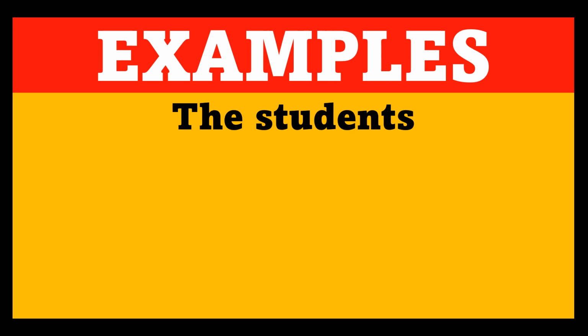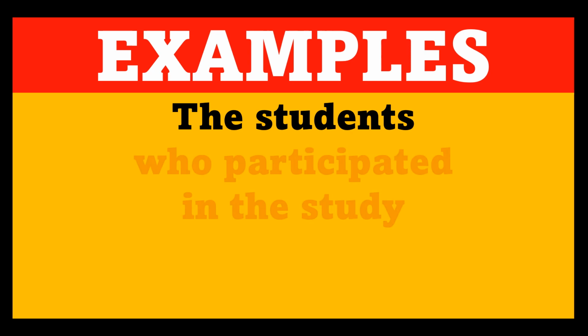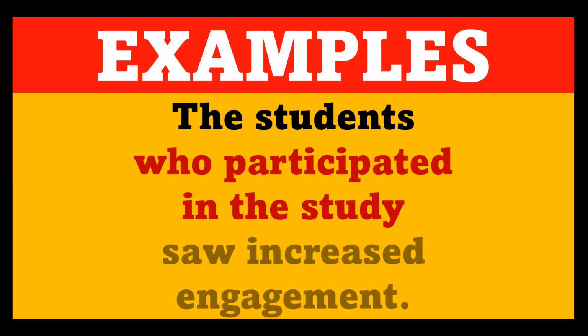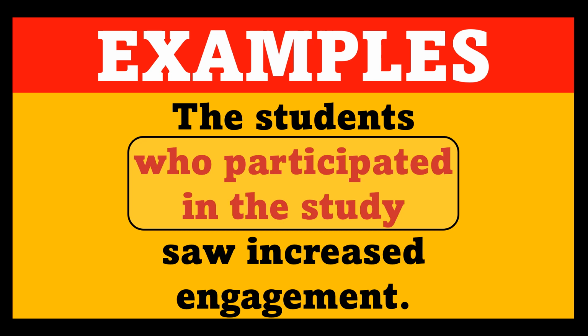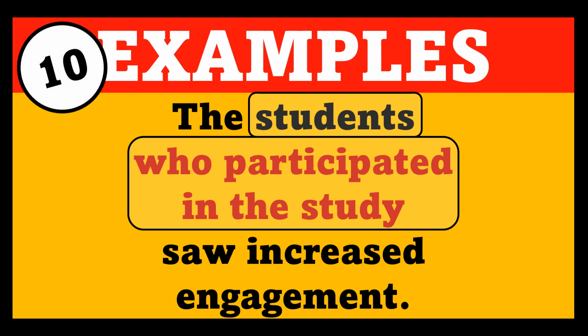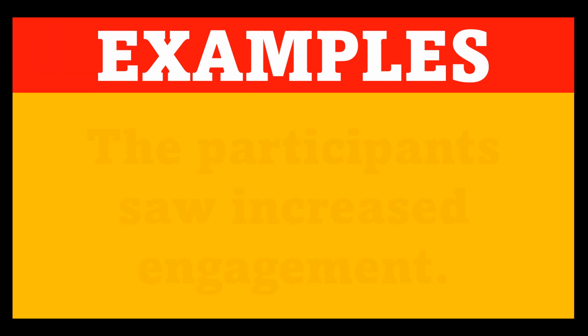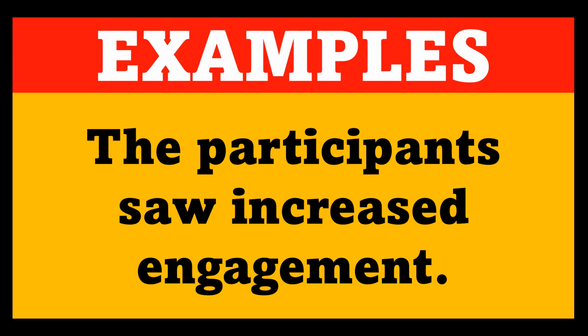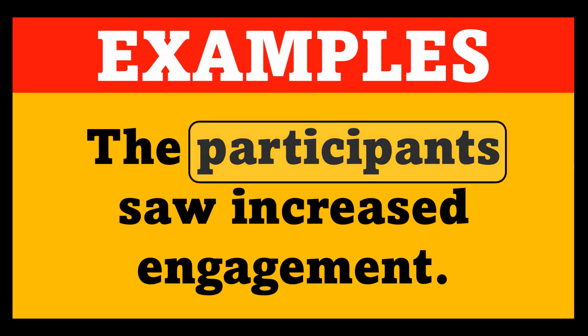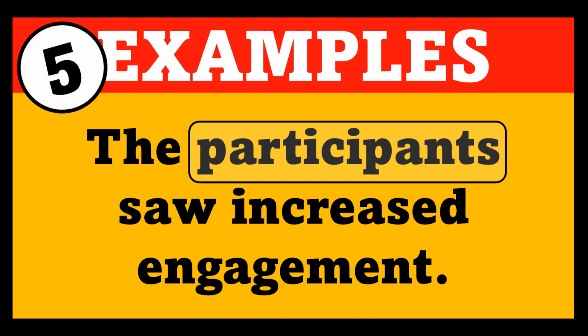In academic contexts, you might write something like, the students who participated in the study saw increased engagement. We have a restrictive element, who participated in the study, restricting the students who we're talking to. But to express the idea in this manner, we need 10 words. If we simply say the participants saw increased engagement and turn that restrictive element into a simple noun, now we're able to express that same idea, the participants who would have already been established as being students, and we express it in half the words, only 5 words in this context.